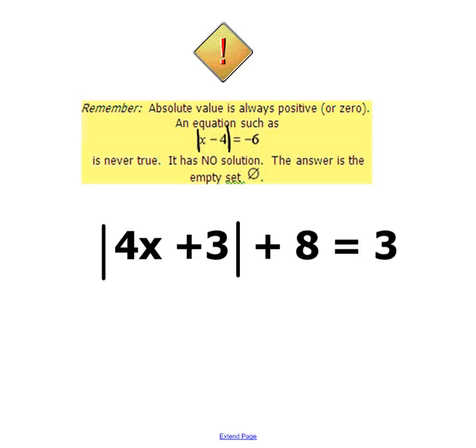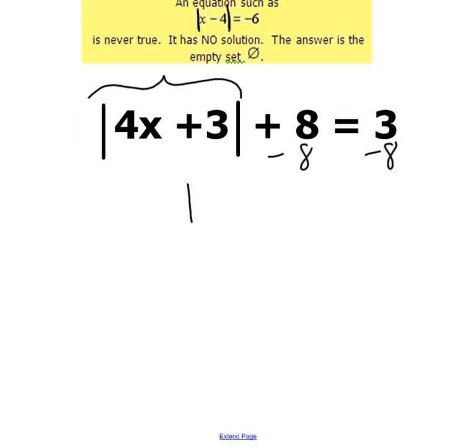So if you look at the example shown below, I start to solve it. I remember I want to isolate my absolute value. So I would subtract 8 from both sides using the subtraction property as we learned yesterday. And I get 4x plus 3 equals negative 5. There's no answer to that, okay? Cannot happen. You're never going to have absolute value be negative, not even imaginary numbers.